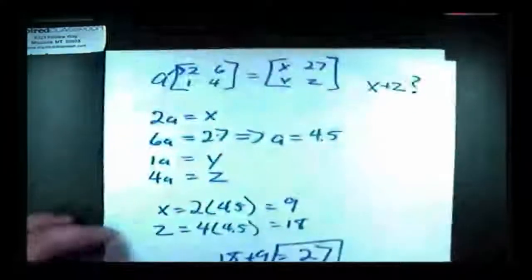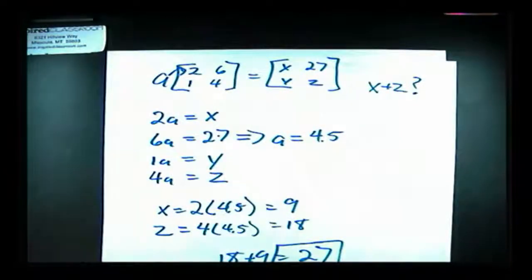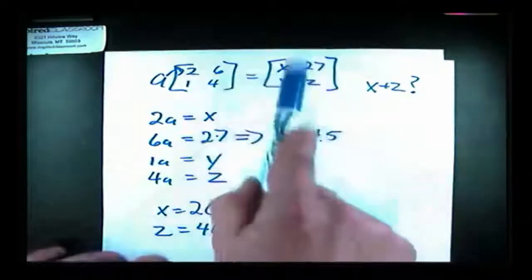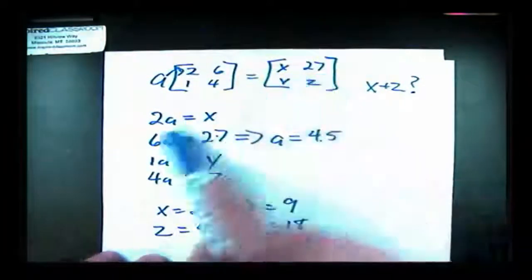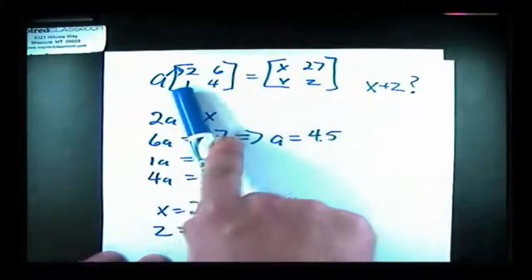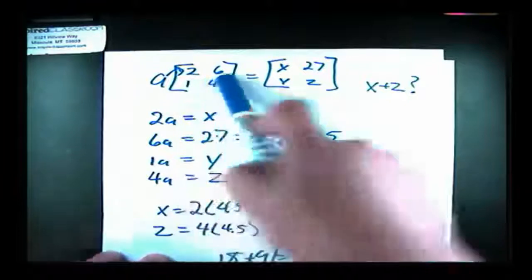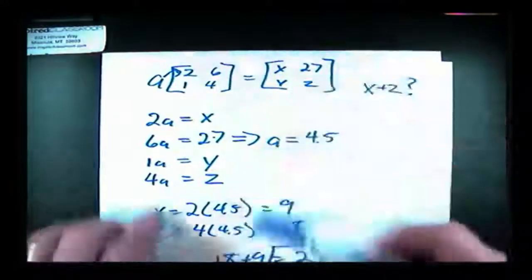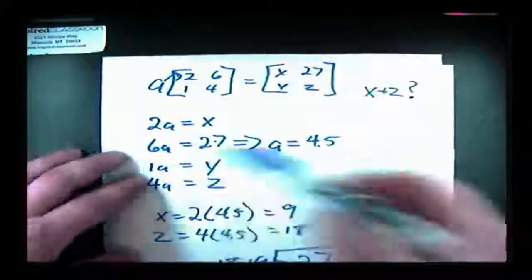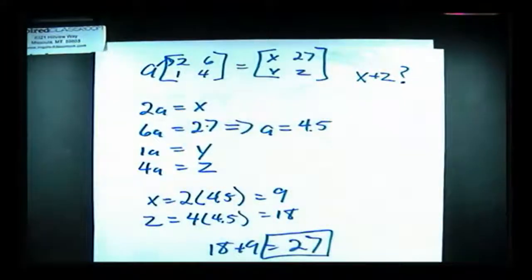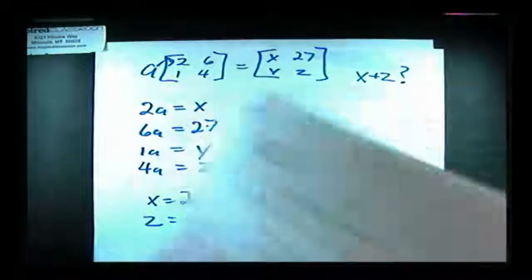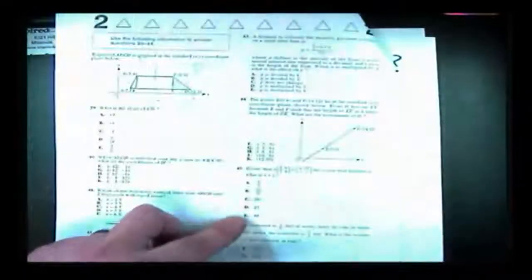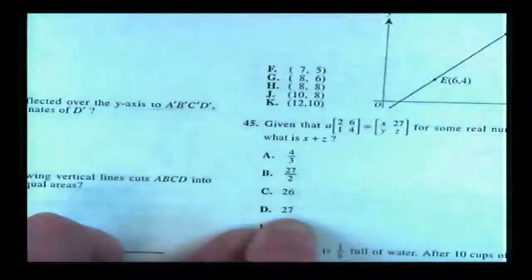So that's some matrix scalar multiplication. I'm allowed to distribute this in to each term, and my resulting matrix is going to be whatever this is. So x is equal to 2a, y equals 1a, 6a is 27, and 4a is z. Once I have solved for a, I can find x and z. Add those two numbers together and you get 27. So D here. D is 27.